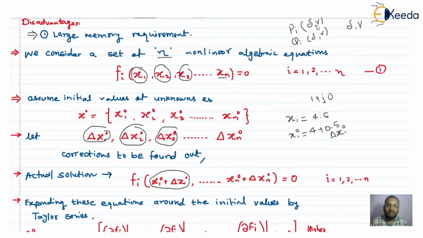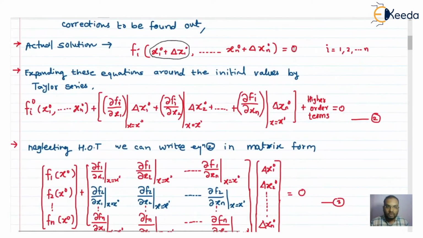But it is not that easy to get the correction. To get the correction, we have to take the help of a Taylor series. So whatever actual solution we have here, I'm going to expand it by using the Taylor series. Let us see how we can expand this actual solution with the help of the Taylor series.